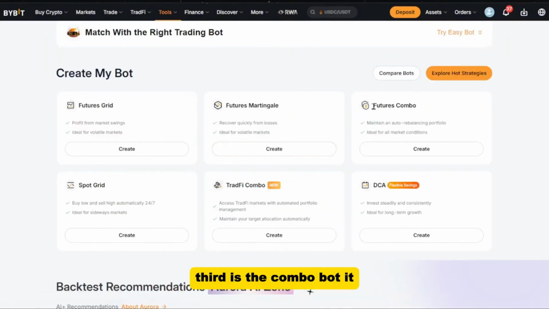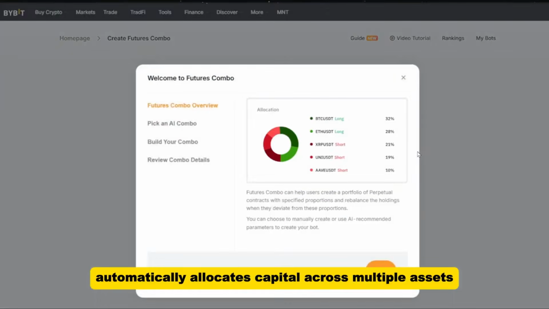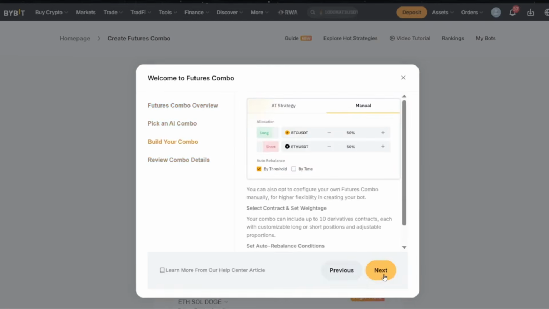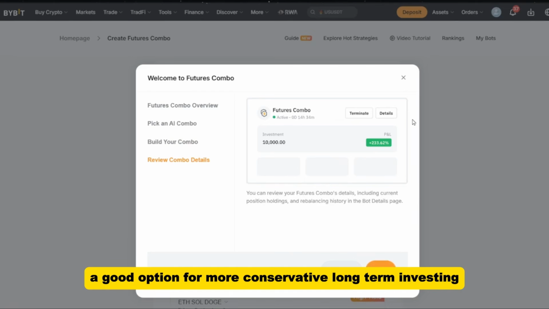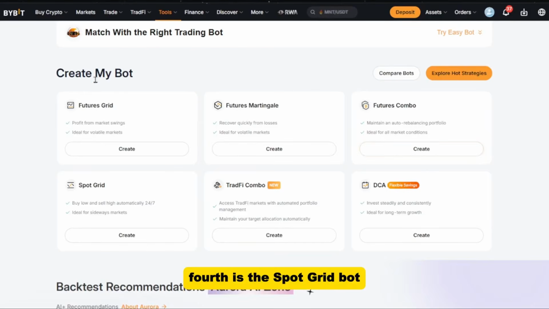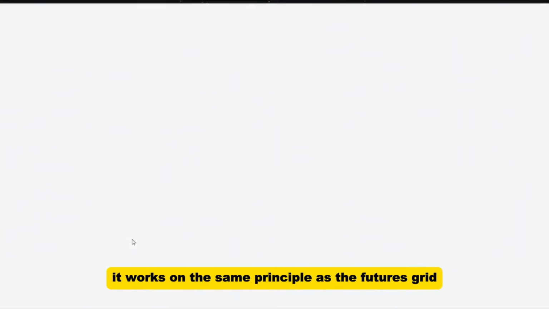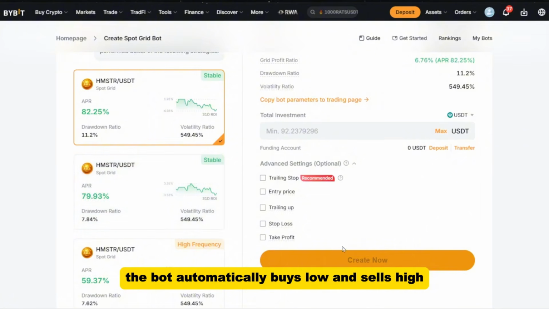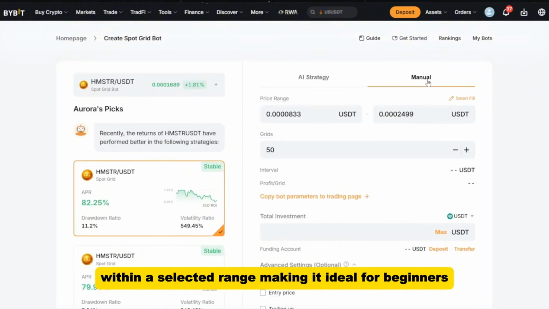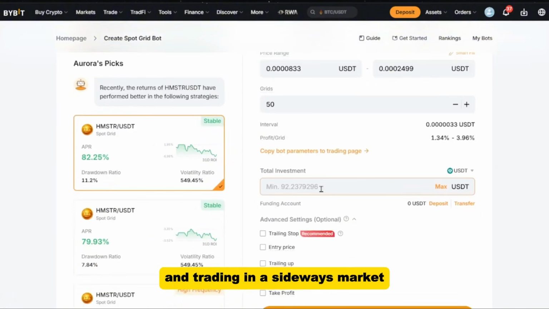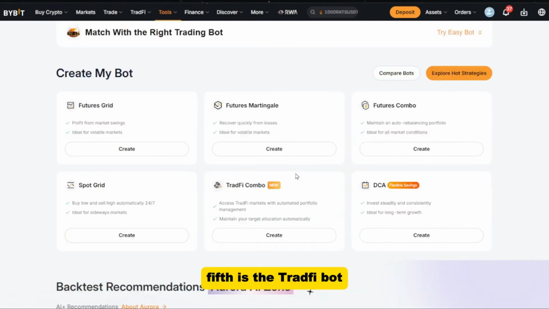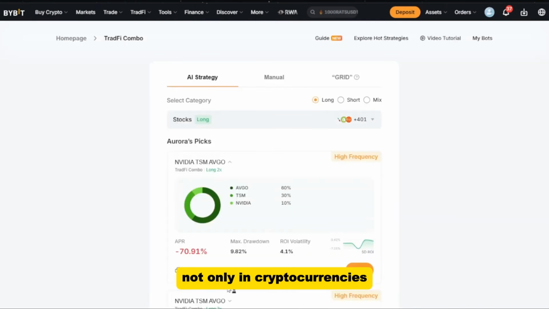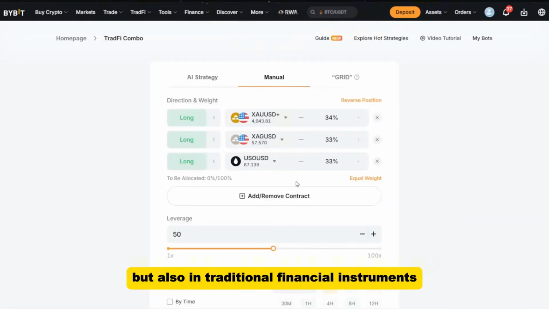Third is the Combo Bot. It automatically allocates capital across multiple assets and maintains the selected portfolio structure. A good option for more conservative long-term investing. Fourth is the Spot Grid Bot. It works on the same principle as the futures grid, but without leverage. The bot automatically buys low and sells high within a selected range, making it ideal for beginners and trading in a sideways market. Fifth is the TradFi Bot. It allows you to automate investments not only in cryptocurrencies, but also in traditional financial instruments.